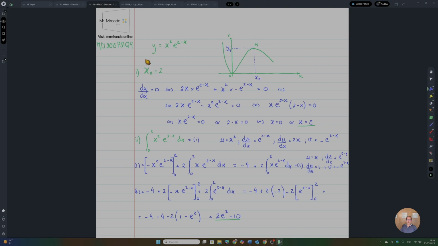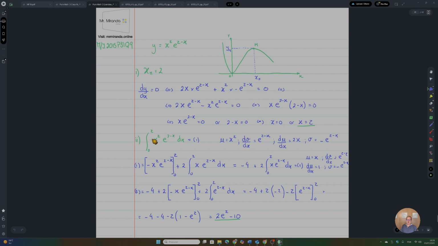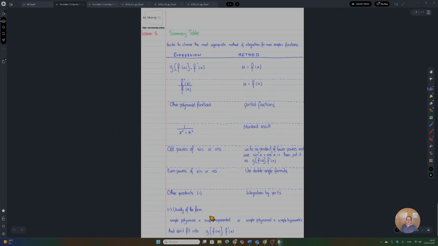So that's it. Then the next part of the question was, find the exact value of the integral from 0 to 2 of the function. Basically it would correspond to the area between here and there and the x-axis, that area over there. What type of situation is this? This is integration by parts, because it's a simple polynomial times a simple exponential.